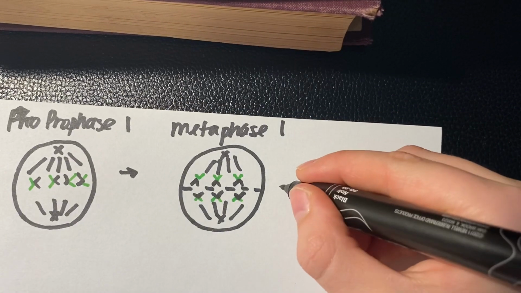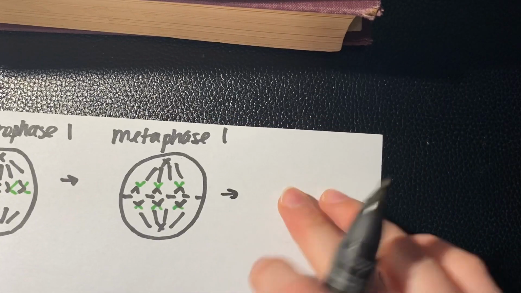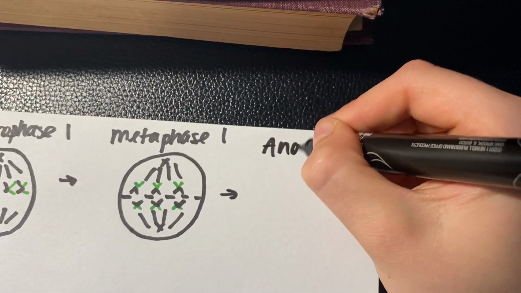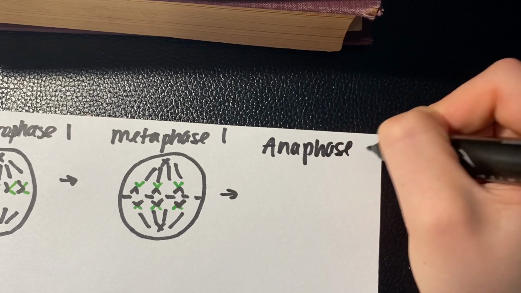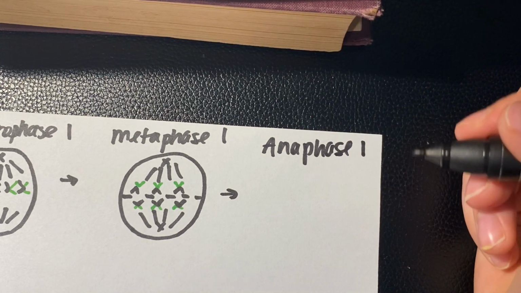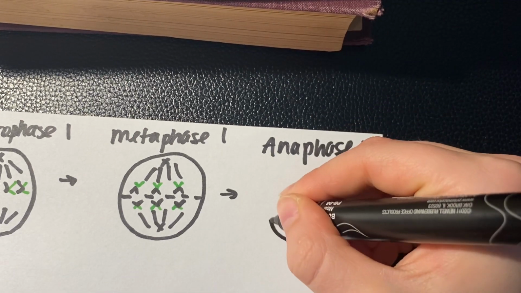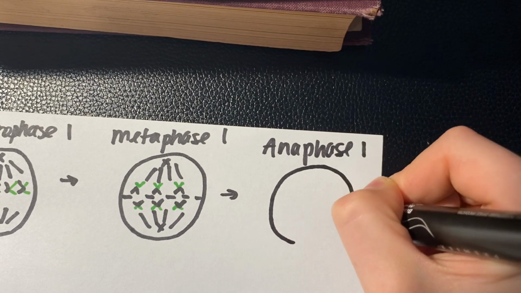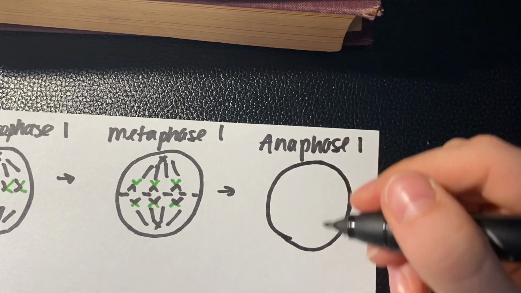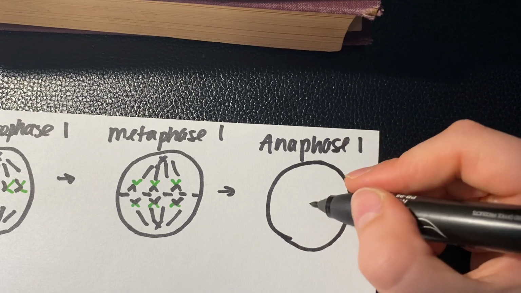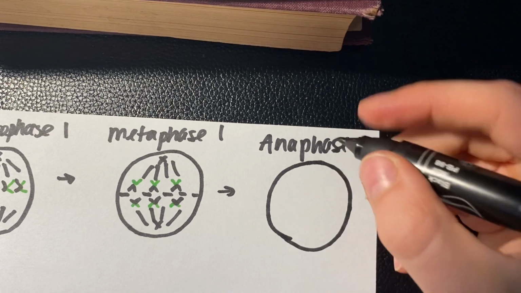And then this leads us to anaphase 1, in which the homologous chromosomes are pulled away from the middle to the opposite ends of the cell.